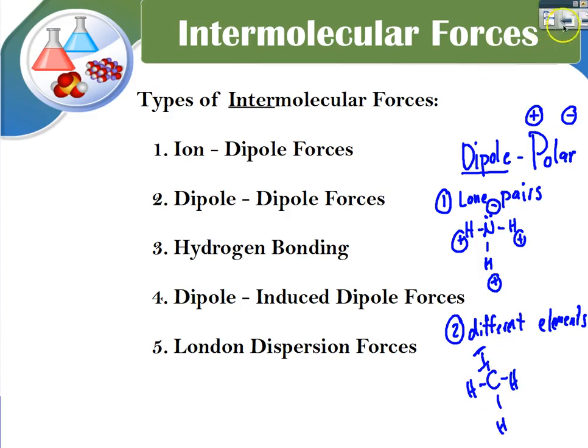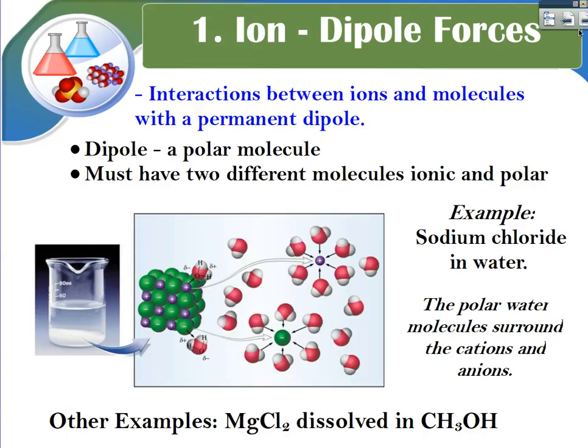And so, let's go through the first one. Numero uno. Ion dipole forces. It is the interaction between ions and molecules with a permanent dipole. A dipole is a polar molecule. We just talked about that. So, it must have 2 different molecules to be ionic and polar. For example, here I have sodium chloride in water. So you can think of it as putting salt with water. NaCl in H2O.